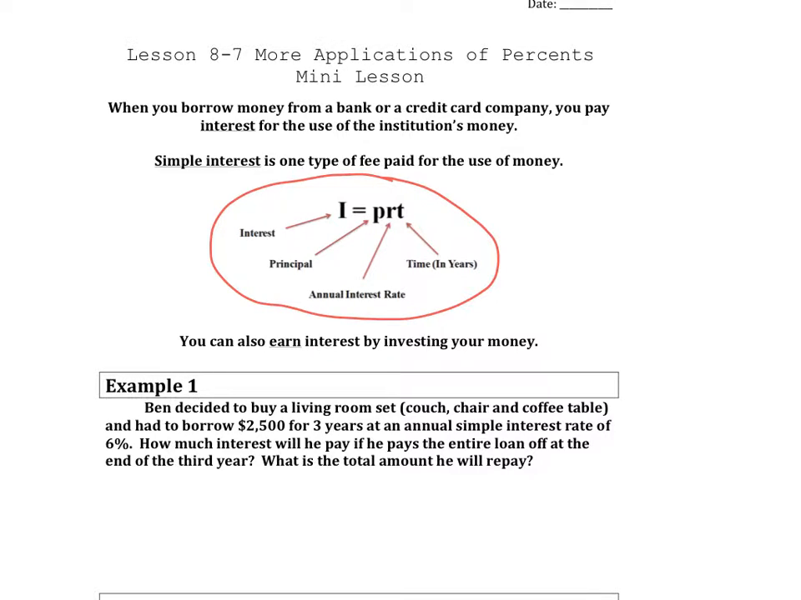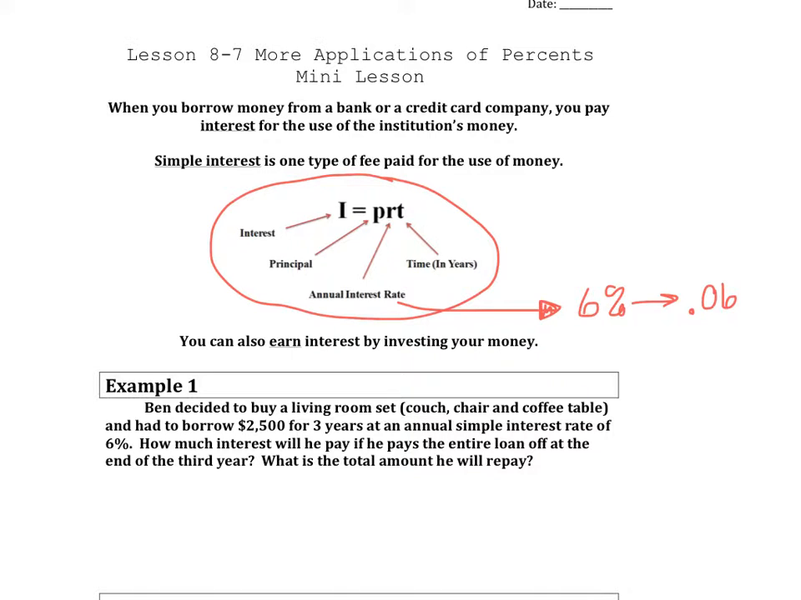R is your annual interest rate, and I do want to make a note here. It is a percentage, so let's say it is 6%. Anytime you're using a percent in an equation, it should be converted to decimal form, 0.06. So just make sure that that happens. When you're putting your rate in there, it's in decimal form.